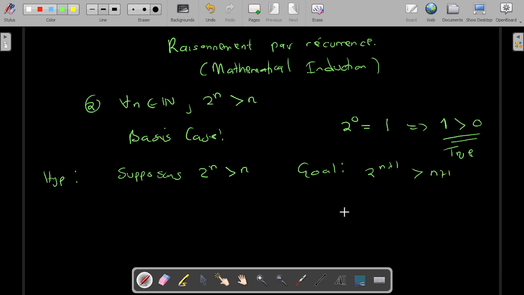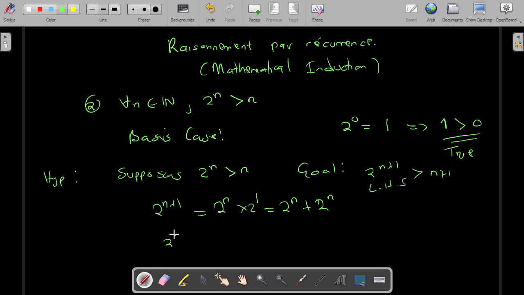So you write this on a rough piece of paper, and then you get your left hand side. So 2 to the power n plus 1 is actually going to be equal to what? It's going to be equal to 2 to the power n multiplied by 2 to the power 1. Now this is also going to be equal to 2 to the power n plus 2 to the power n. So you can easily verify that this is the case here.